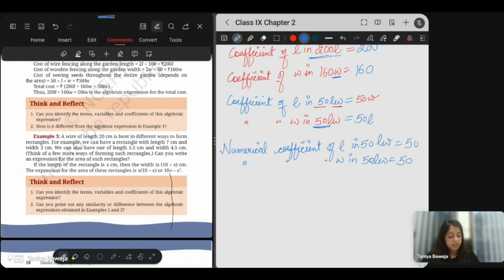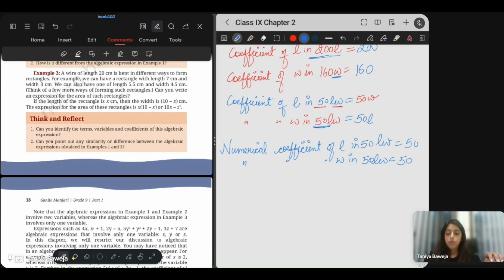Moving on to example 3. Moving on to our third example, a wire of length 20 centimeters is bent in different ways to form rectangles. So the rectangles are getting formed. For example, we have a rectangle with length 7 and width 3. We can also have one of length 5.5 and width 4.5. Think of more ways of doing it.